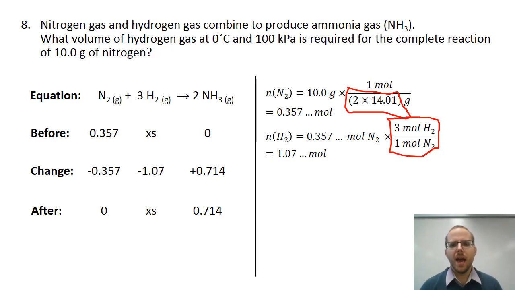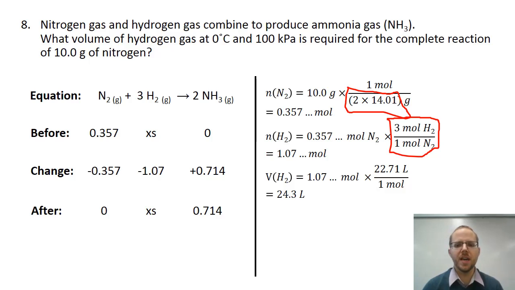But so now, knowing how many moles of gas would be required for that complete reaction, we can use our molar volume of a gas to work out what volume of gas is required. 24.3 litres of hydrogen gas will be required, and that's at 3 significant figures.